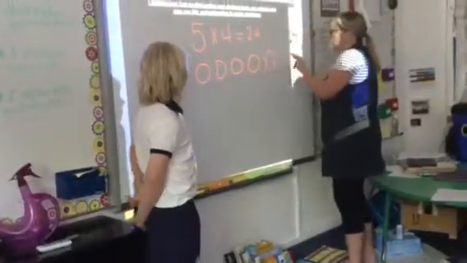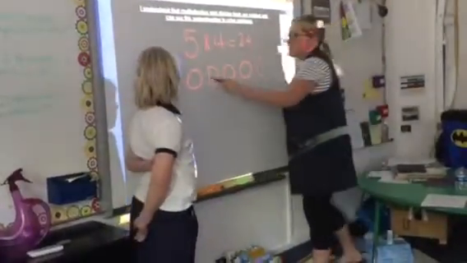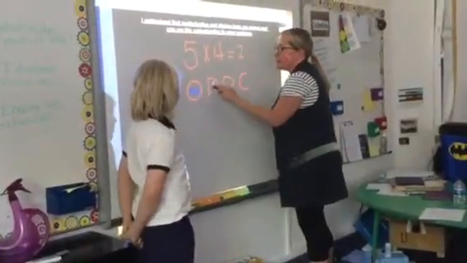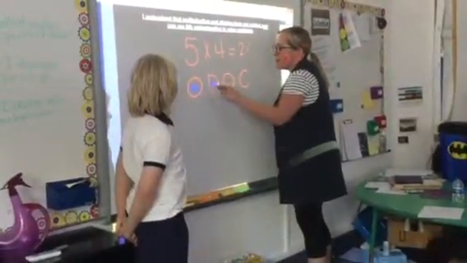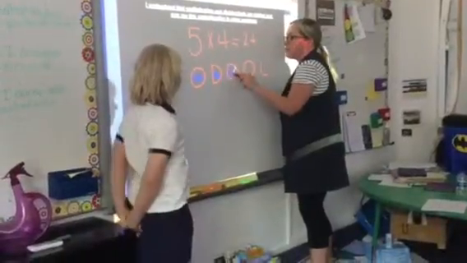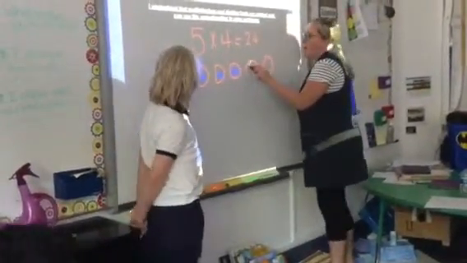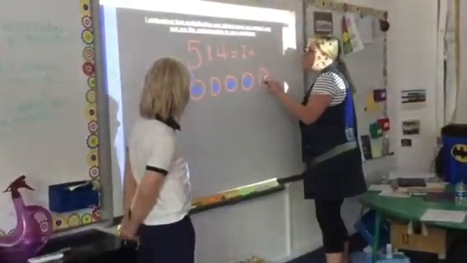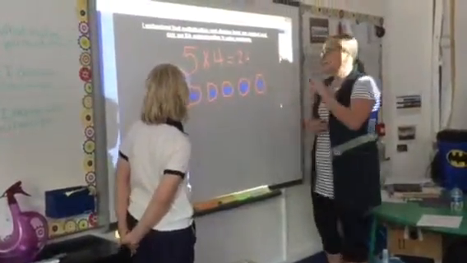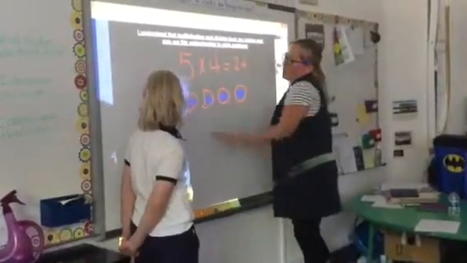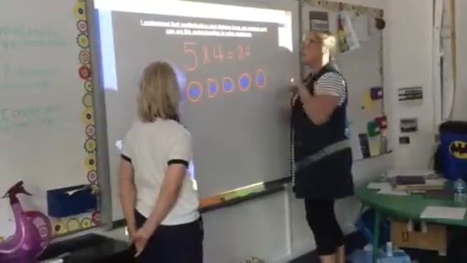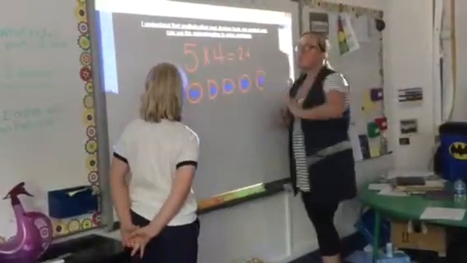1, 2, 3, 4, 5 circles, and then I put 1, 2, 3, 4 in each circle, and then if I counted them up, I got 5, 10, 15, 20, 21, 22, 23, 24. So 5 groups of 4 is 24. Duh.